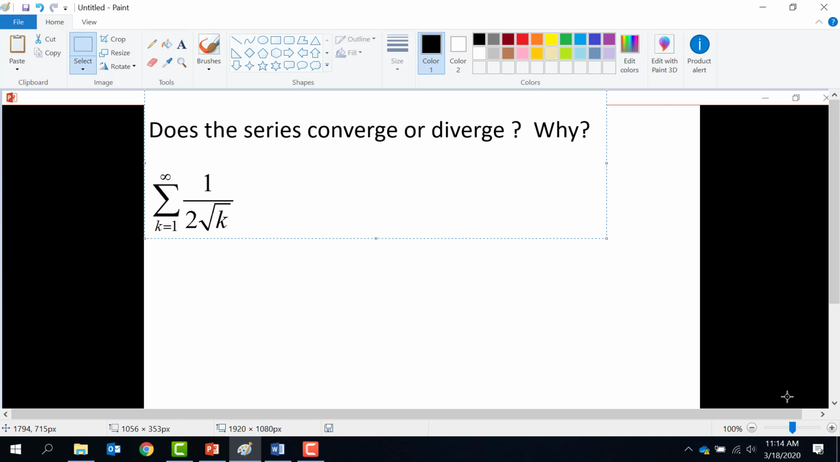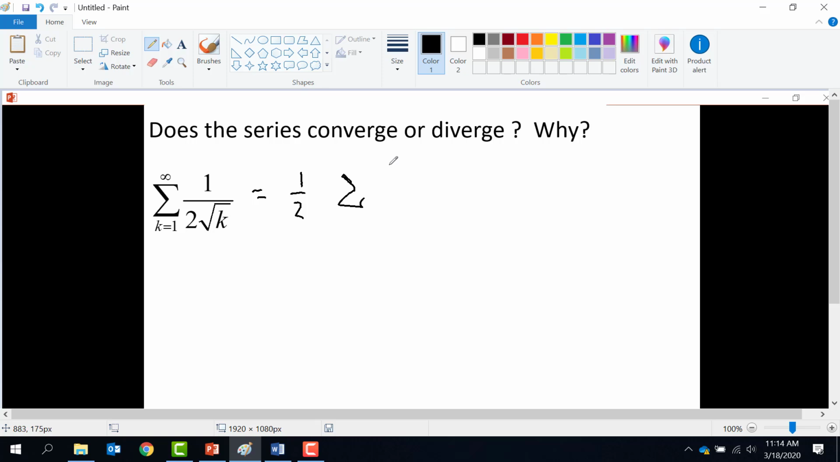Okay, so obviously, this is not a geometric series. We don't have a common base raised to a power. The base is changing. We have the square root of k here. But we can rewrite this, and be careful with this 2 here. You might think that the 2 matters, but because it's a constant, from our limit laws, we can take out that 1/2.